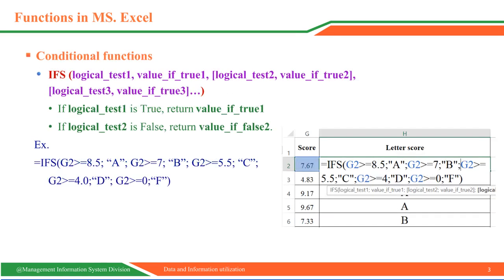IFS function, meaning used to replace multiple nested IF functions, making formulas easier to read and more concise. Example: IFS G3 >= 8.5, A, G3 >= 7, B, G3 >= 5.5, C, G3 >= 4, D, G3 >= 0, F. Thus, the result is the same as nested IFs, but the formula is much easier to understand.